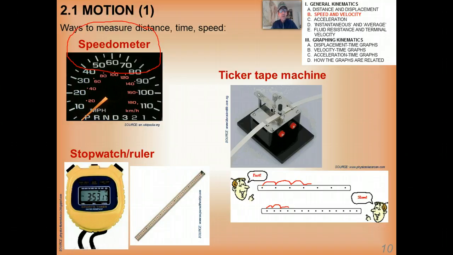And the other thing you can do is see whether something is speeding up or slowing down. The dots might start far apart and then get closer together and so forth. So these are pretty cool, and you're required to be able to interpret ticker tape machine dots and just have an idea of kind of how they work. We'll do lots of examples of these things, okay?